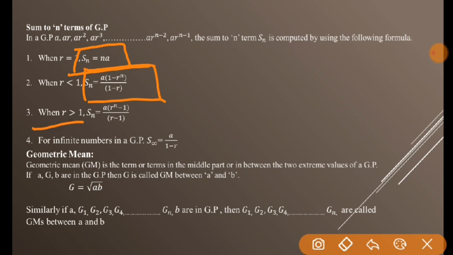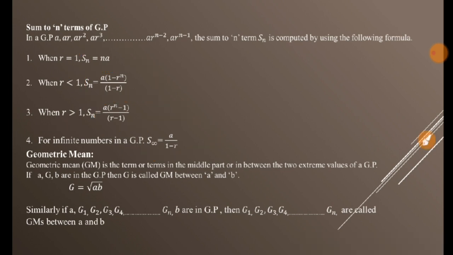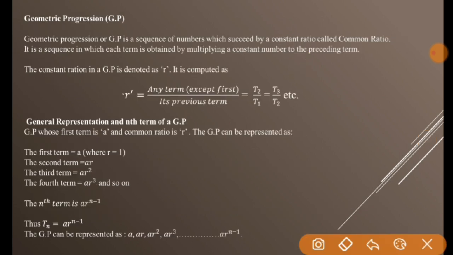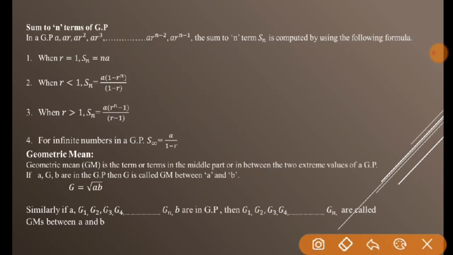And when R is greater than 1, we are using one more formula, and if there is an infinite series, then we are using this last formula, that is A by 1 minus R. So depending upon the values of R, we are using the formula. How to find out the value of R? You know, the constant ratio or common ratio. So you have to calculate the common ratio first, then you have to solve the sum.